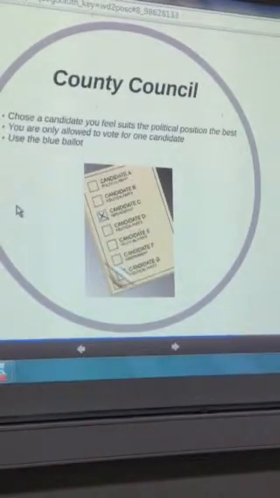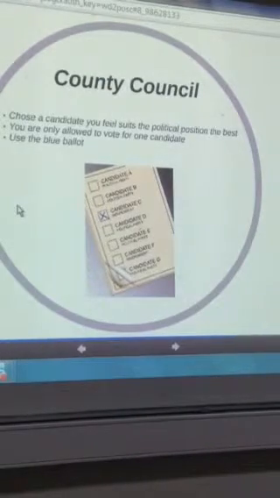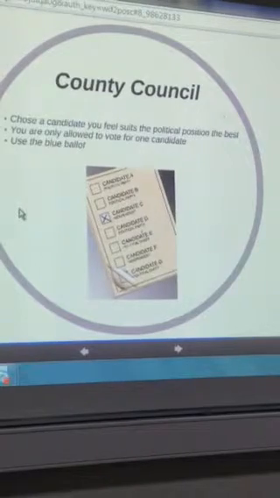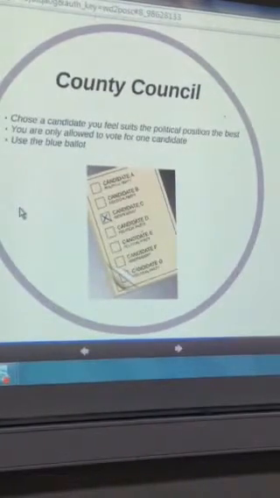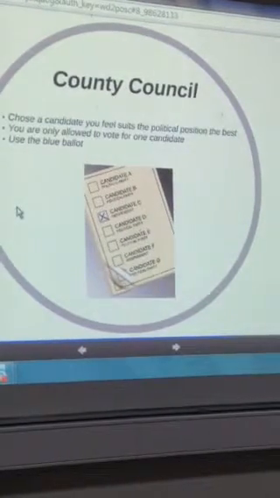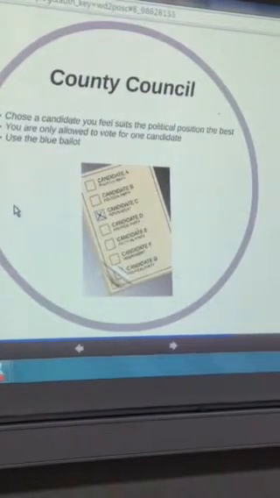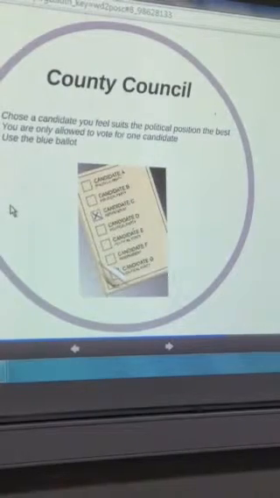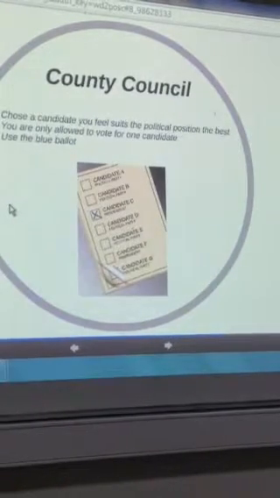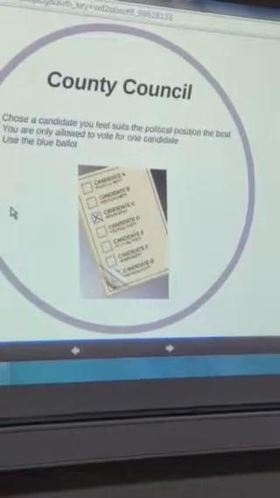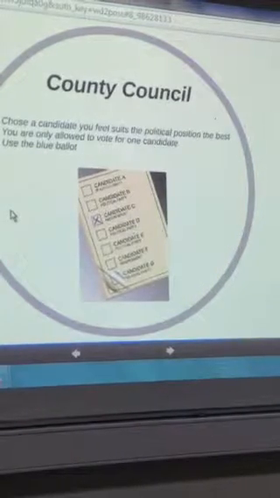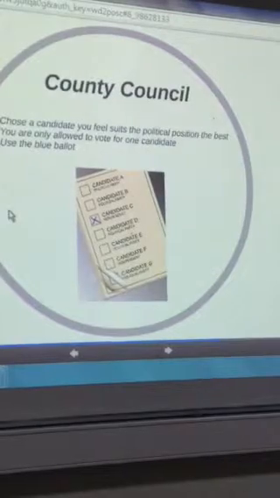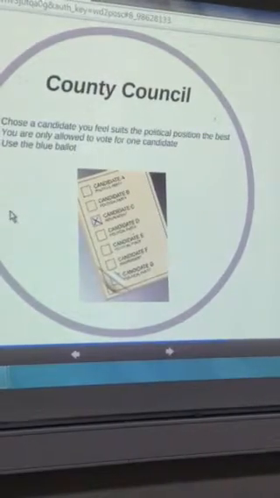On these white and blue ballots, there are names of people that are candidates to become city council and governor. When you vote, you will mark the name of the person you feel suits the political position the best, as someone has done in this picture. And again, if you don't have the political knowledge, you simply vote blank. And also, you are only allowed to vote for one candidate in these elections. If you vote for more than one candidate, your vote will be considered as invalid.